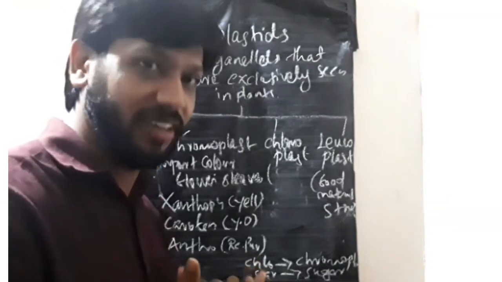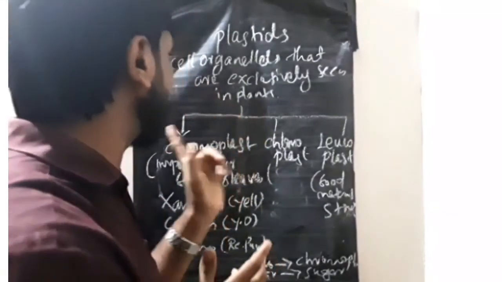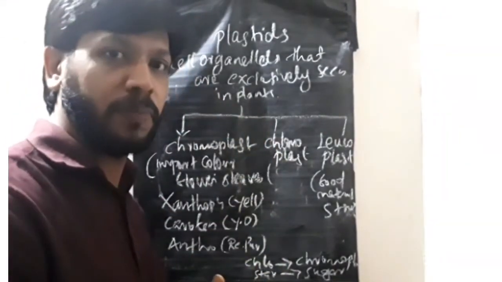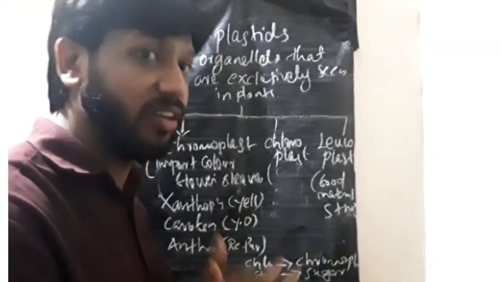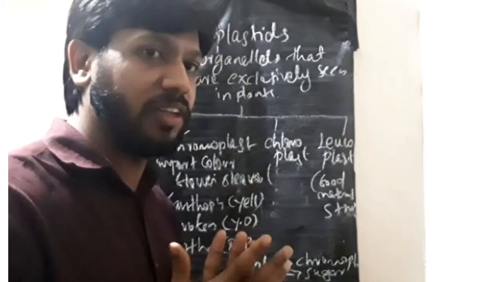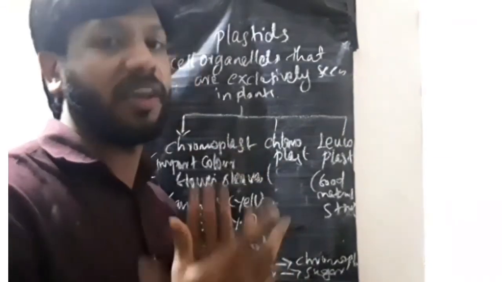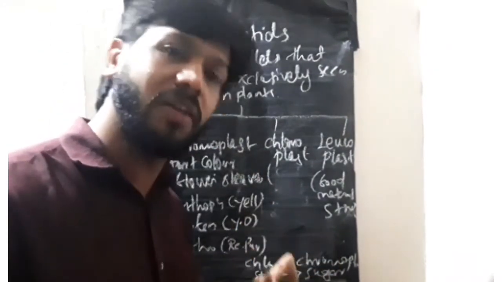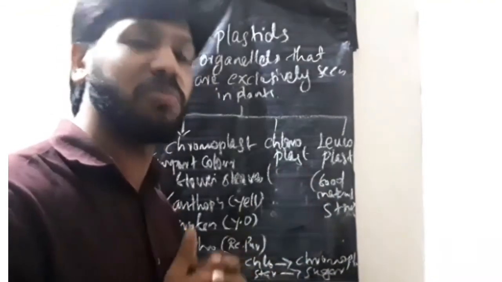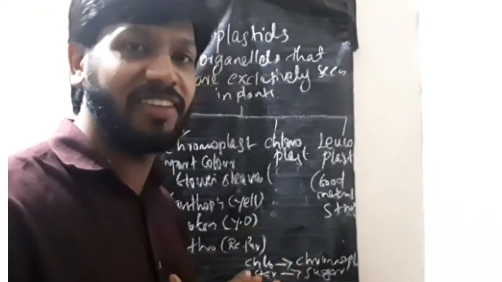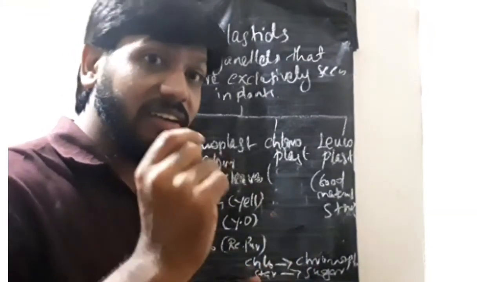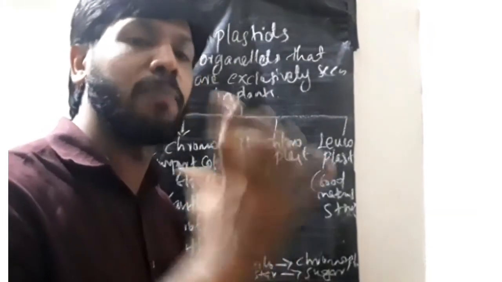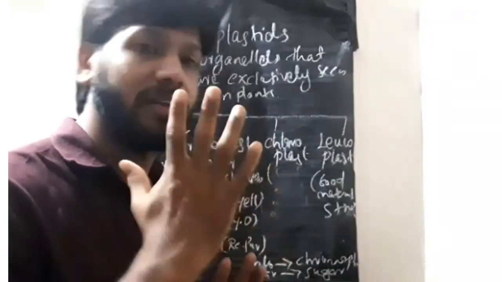Mainly three types of plastids are there, and we can discuss the examples now. That is very important. What are plastids? Plastids are cell organelles, similar to chromatin reticulum, ribosome, Golgi bodies, mitochondria. Plastids are cell organelles that are exclusively seen in plant cells.